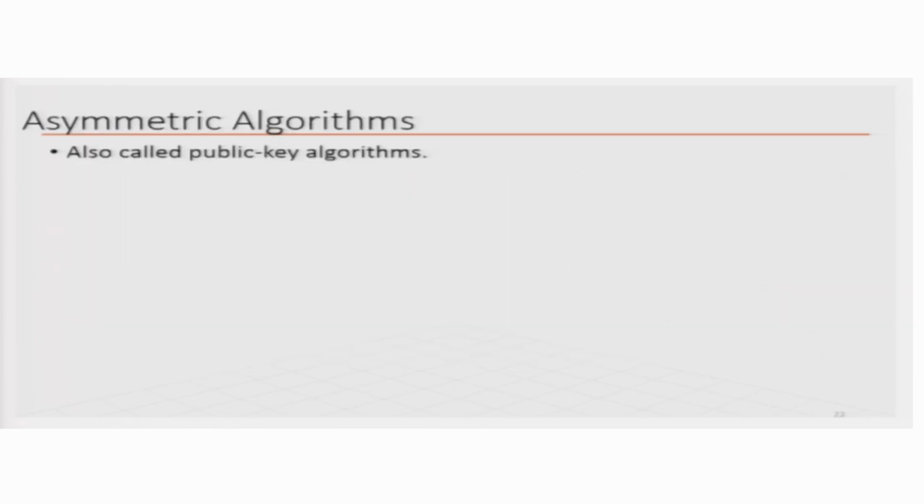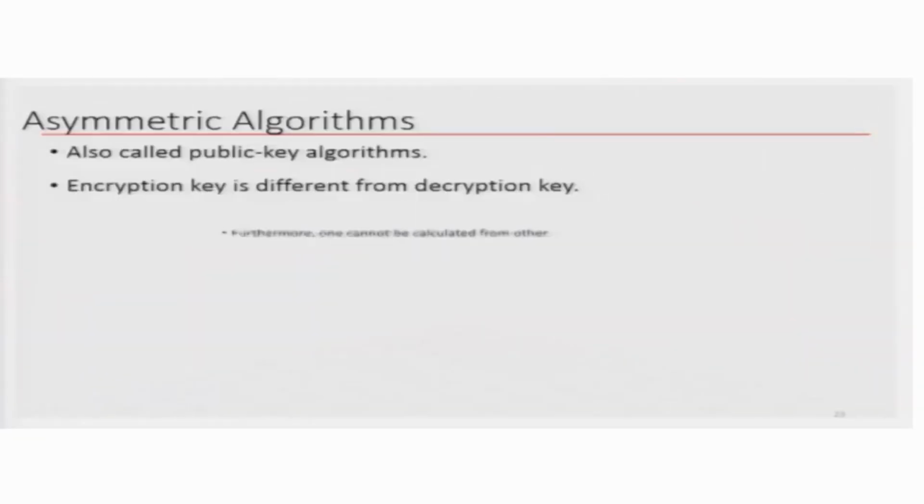So, there are many of these public key algorithms. For example, RSA or Rivest-Shamir-Adleman algorithm is one of the most popular algorithms for public key or asymmetric key cryptography. There is also Diffie-Hellman, there is El-Gamal. So, there are multiple different algorithms, and the encryption key is different from the decryption key.